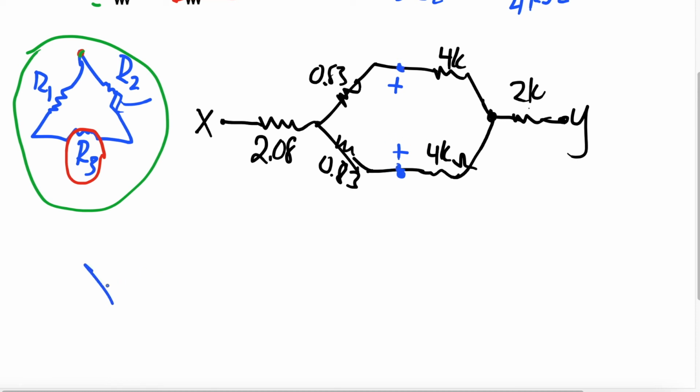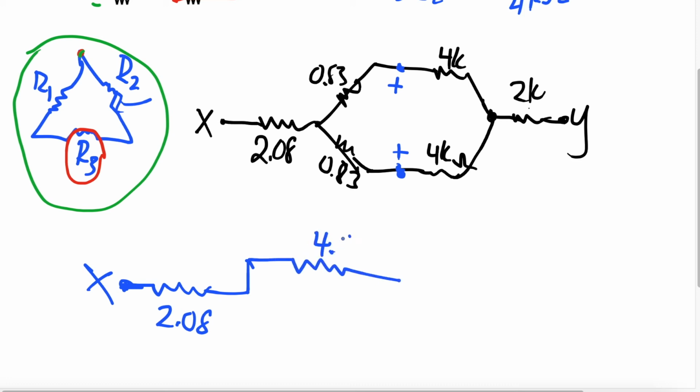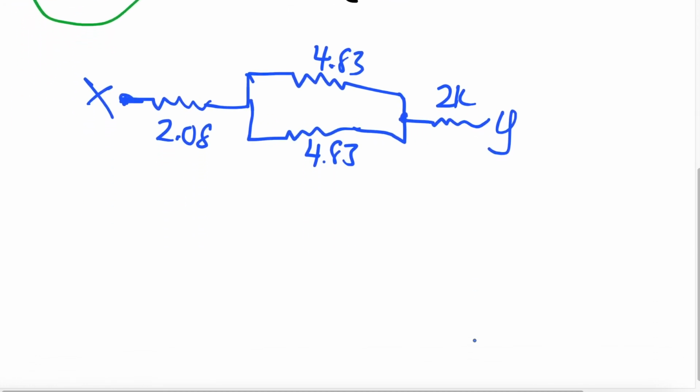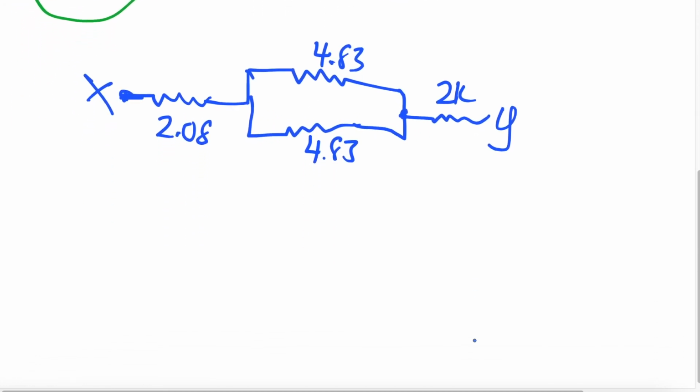So essentially what this becomes is X, a node over here. Then we have a resistor, 2.08, and then we get a line up. And then what is 0.83 plus 4? Well, it's 4.83. So then we get one resistor over here, 4.83 on the top. And we get the same thing on the bottom, 4.83, because it's 4 plus 0.83. And then we connect it like this. And then over here we have a node, and it connects to 2K, which is the Y. So now we have this circuit, which looks very, very simple to solve. It makes something so hard looking so basic.